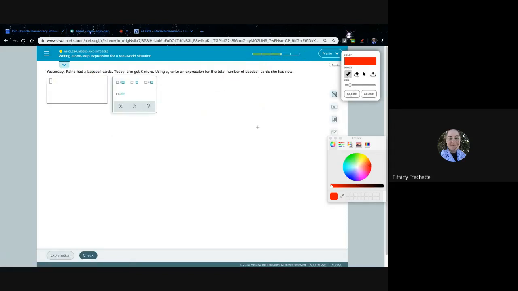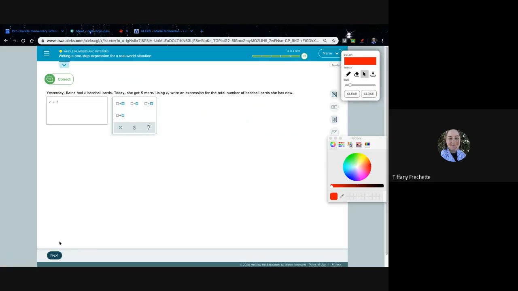Next, and hopefully our last one here. So yesterday, Rihanna had C baseball cards. Today she got 8 more. So this one's pretty straightforward. She has C baseball cards, so we know she has that many baseball cards. And then today she got 8 more. So if I got more, then I know that I'm going to use addition because I want to add those 8 more that I just got. And that's it. We have C plus 8. That's how many baseball cards she has right now. Now, we'd have to know how many she started with to know the actual answer, but they're not asking us to go that far yet. So we click check, and we got that one. Yay, we're all done.